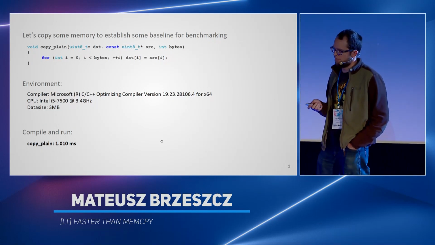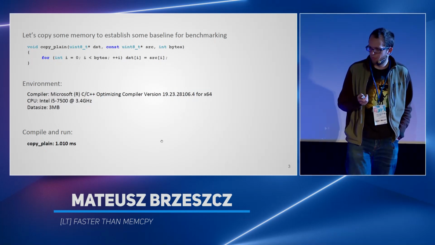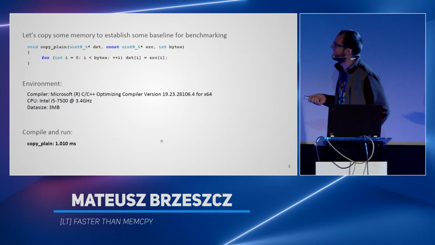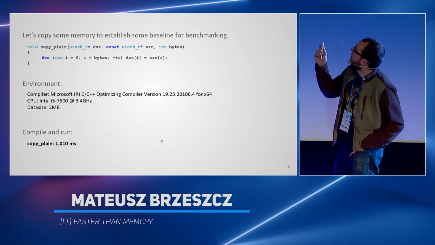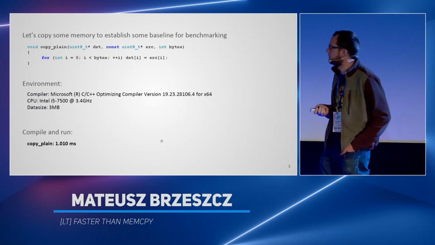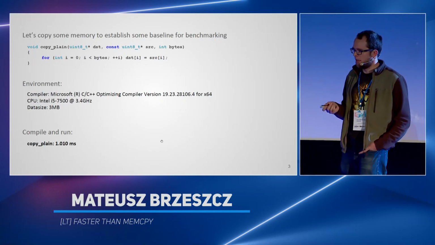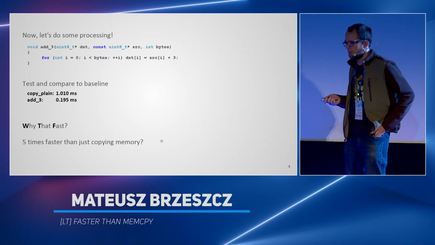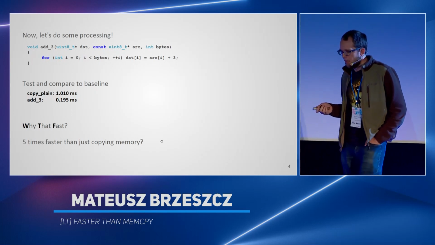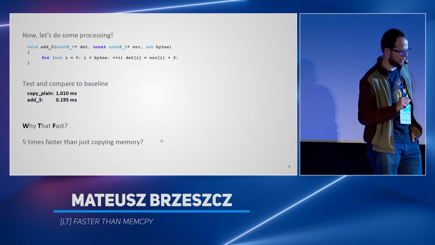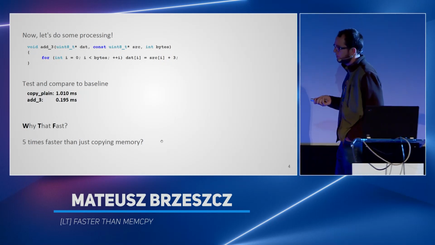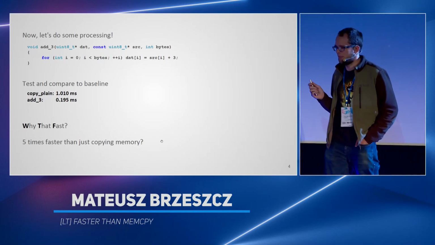And as you may know, there is no faster operation, contrary to what the title of the talk said, but let's see. So we copy some memory on some system. We have 1 millisecond of time spent on this function, and then we can do some processing. Let's take an ambitious function that adds 3 to every input byte. So we test and compare to baseline, and we have just broken the law that nothing can be faster than memcpy. We have a function that is 5 times faster.